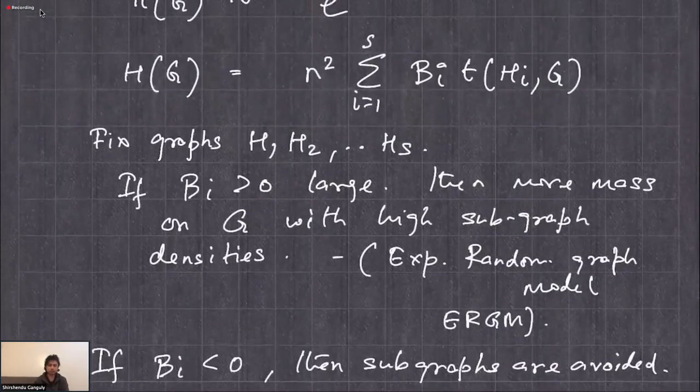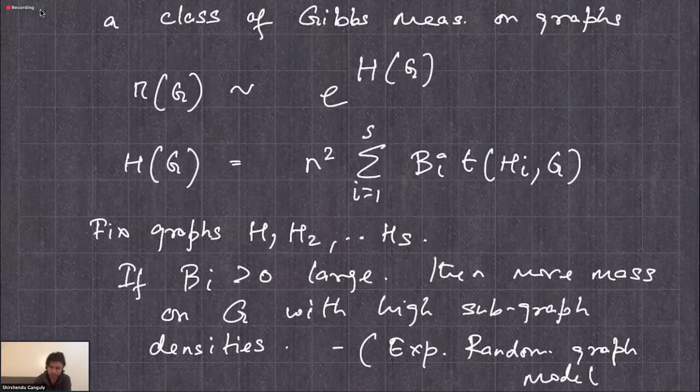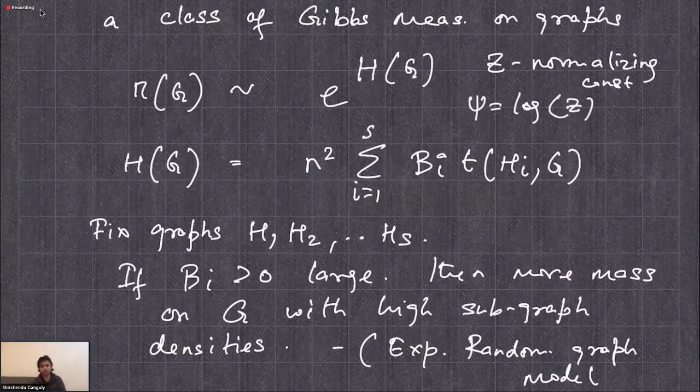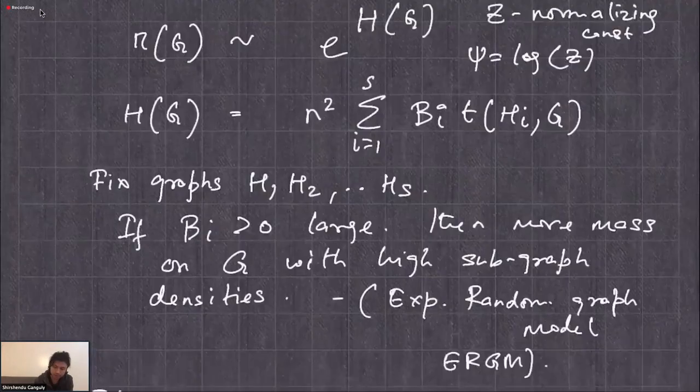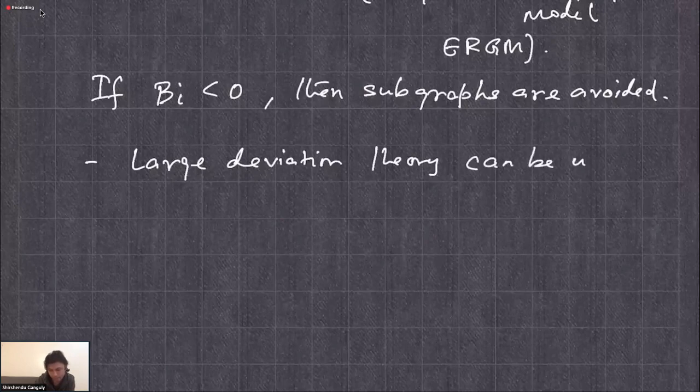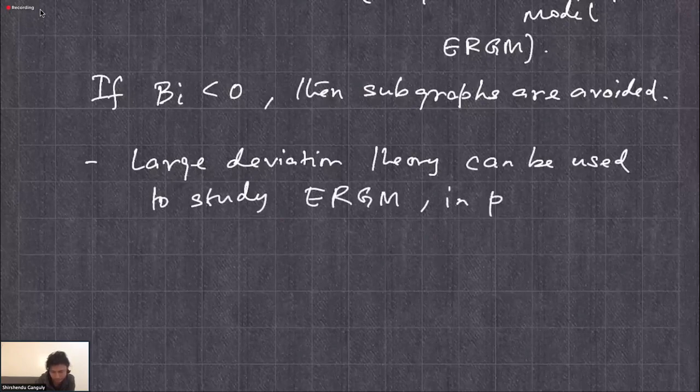Okay, now this is not a probability measure. You have to normalize by something to make it a probability measure, and let's call that normalizing constant Z. So Z is the normalizing constant, which means that this divided by Z is now a probability measure, and let's call psi the log of the partition function. So it's not surprising that large deviation theory can be used to study the ERGM, and in particular the free energy or the log partition function.